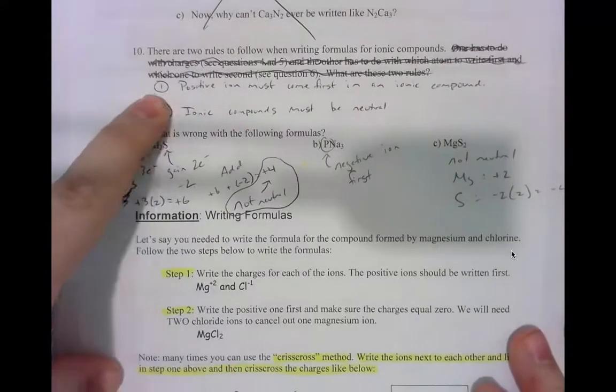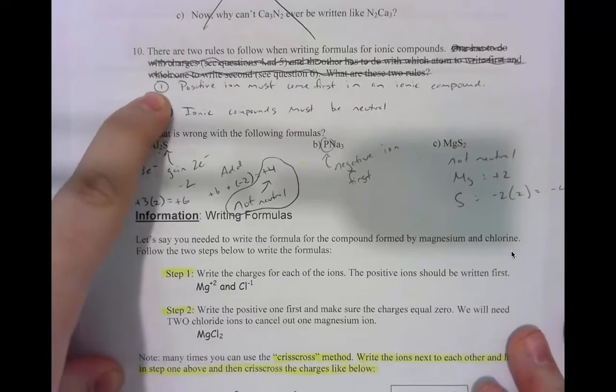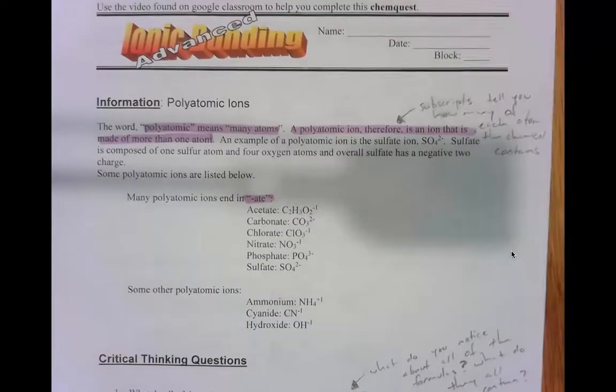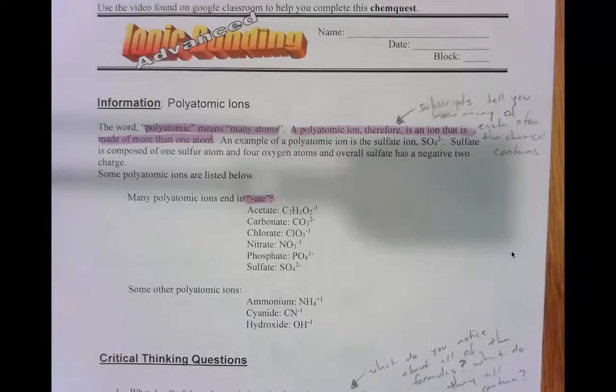So if you remember, guys, from the last chemquest, question 10, we learned that the two rules we need to follow for ionic bonds are the positive ion must come first in an ionic compound, and that ionic compounds must be neutral. So we still will be using these two rules found in the previous chemquest throughout this one. So guys, now on to polyatomic ions.